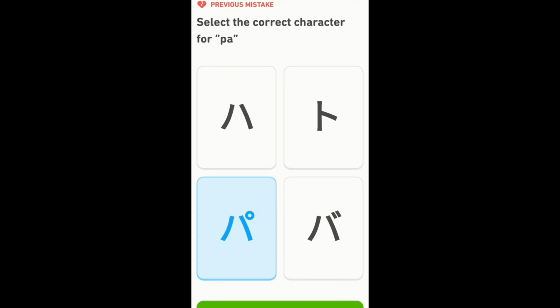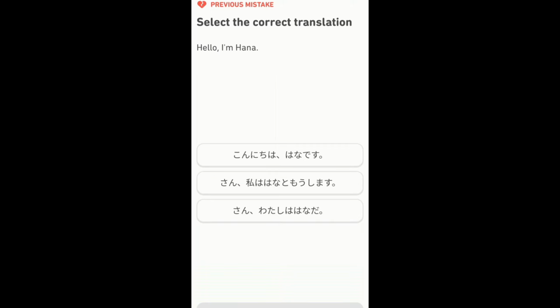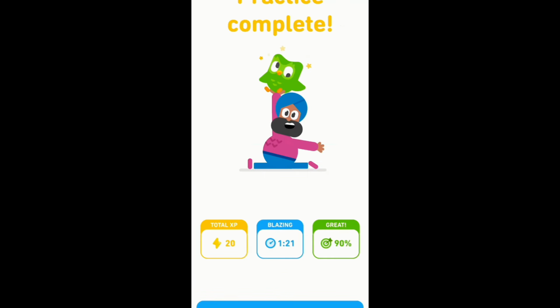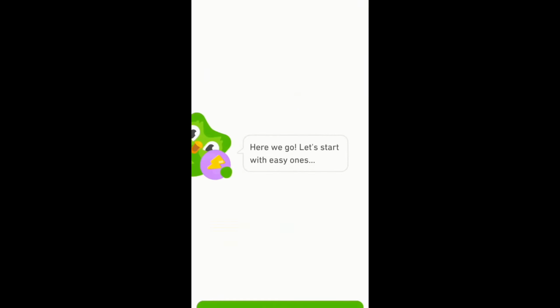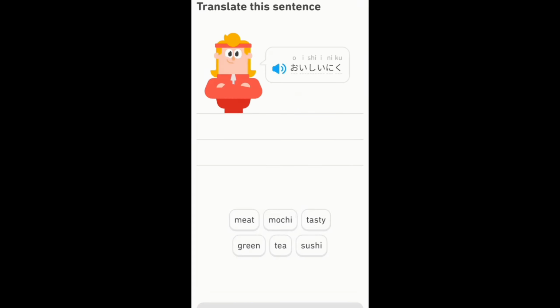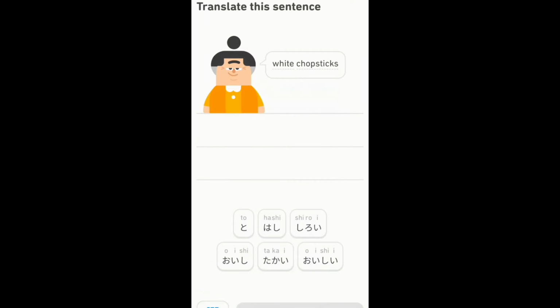So pa. What is the character for pa? It's the second one. So you should know this one. That is hello, I am Hana is Ohayo Hana desu. Ohayo gozaimasu, Hana desu. Now, oishii, niku. So niku is meat. That's the first thing we're going to learn. Niku. And now, you know what white is? Which is? White is?